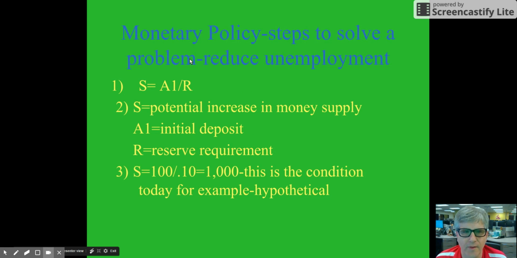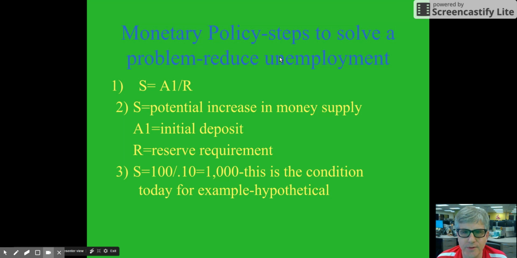This is to solve a problem called reduce unemployment or increase GDP. And there are five steps. S equals A1 over R. S is the potential increase in money supply. A1 is the initial deposit. R is the reserve requirement. This is the hypothetical today. The money supply is 1,000. The reserve requirement is 10%, and the initial deposit is 100. So this is the equilibrium for right now.